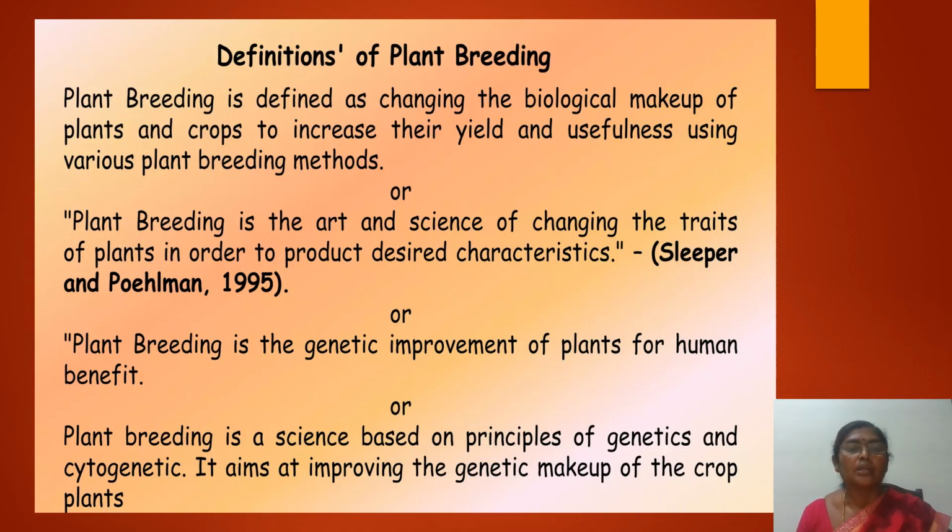Definition for plant breeding. Plant breeding is defined as changing the biological makeup of plants and crops to increase their yield and usefulness using various plant breeding methods. Or it can be described as an art and science of changing the traits of plants in order to produce desired characteristics. Or otherwise, plant breeding is the genetic improvement of plants for human benefits. Or otherwise, plant breeding is a science based on the principles of genetics and cytogenetics. It aims at improving the genetic makeup of the crop plants.